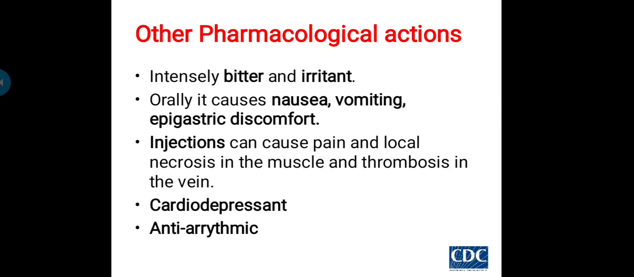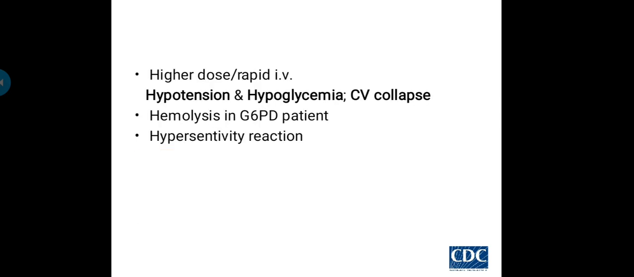Quinine can act as a cardiodepressant and antiarrhythmic, but it is very bitter. High doses can cause hypotension, hypoglycemia, and also a chance of arrhythmia. Quinine can also cause hemolysis in G6PD deficiency patients.